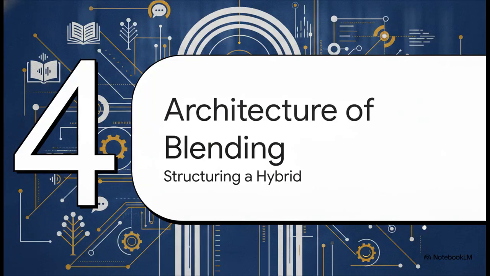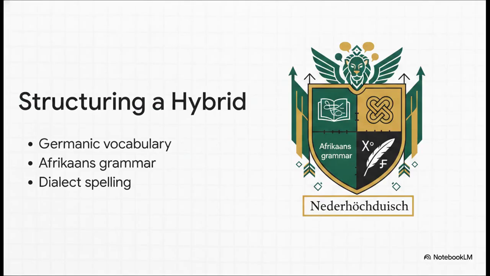Let's look at how that actually works in part 4, the architecture of blending. Because building a functional communication system requires way more than just picking words at random, right? It requires a systematic architecture. Vocabulary for this hybrid was built from A to Z, based on observed similarities across the Germanic spectrum.